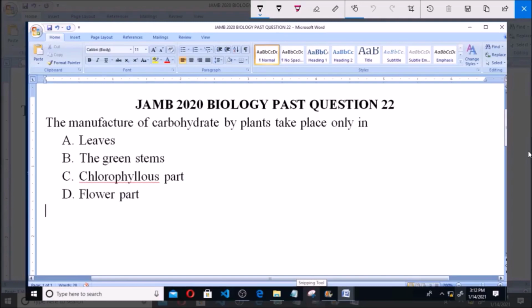I will be answering Jamb 2020 Biology Past Question 22. The manufacture of carbohydrates by plants takes place only in A. Leaves, B. the green stems, C. chlorophyllous parts, and D. flower parts.